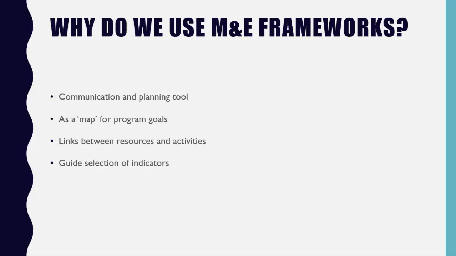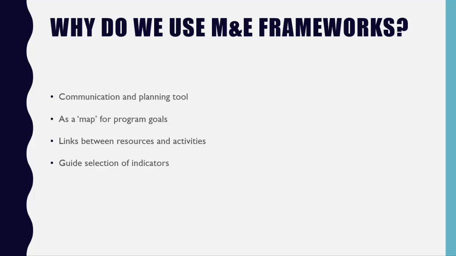So the second reason is that it is used as a map for program goals. Program goals, it's actually the impact, okay? We're talking about the impact of the program. So impact is usually the, sorry, the long-term change that happens as a result of activities that are being implemented. So what we're saying here, guys, is that this map is more of a blueprint. It helps you be able to connect things from activities all the way up to the goals.